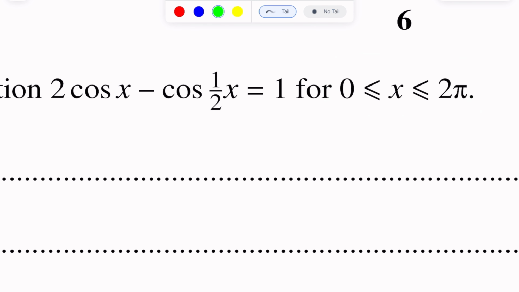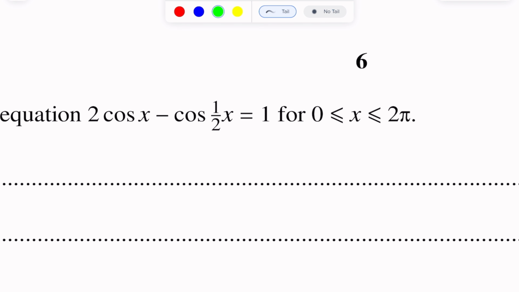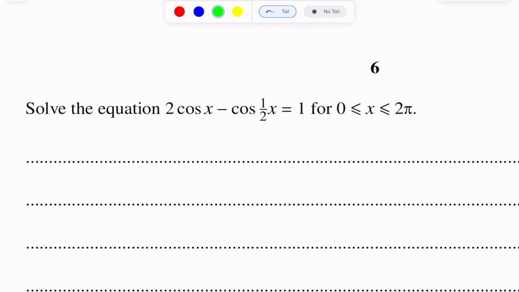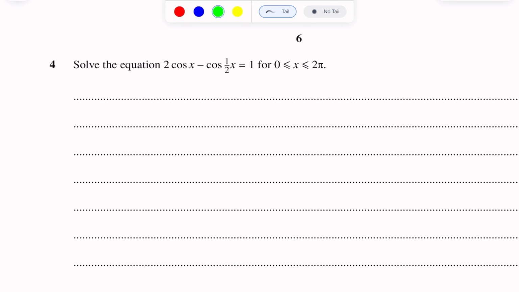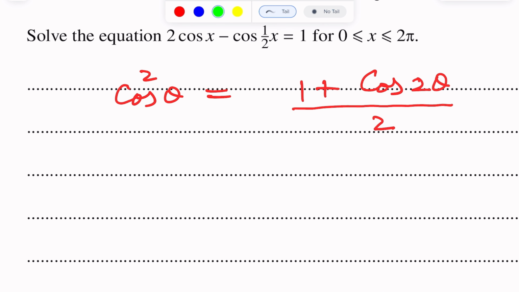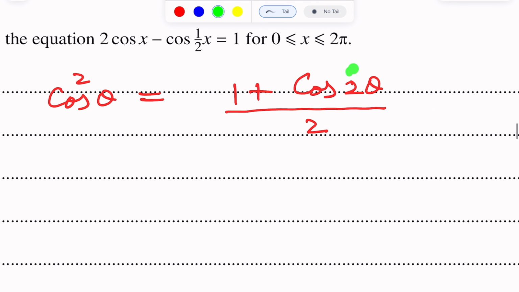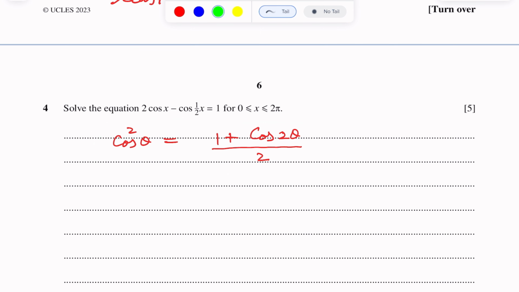The interval is given in radian. You are supposed to set your calculator on radian mode. So here we will use a very important identity of trigonometry. We know the double angle formula: cos square theta is equal to (1 plus cos 2 theta) over 2. This is a very important identity in trigonometry. On the left hand side the angle is theta, but on the right hand side clearly the angle is 2 times this theta. We are using this identity in the question.